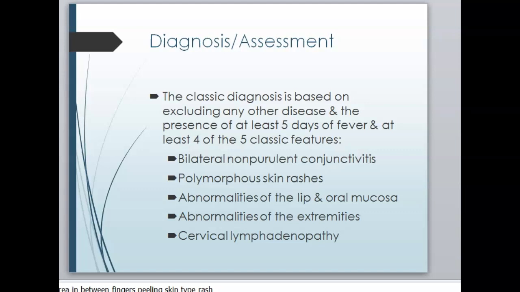Diagnosis and assessment. The classic diagnosis is based on excluding any other diseases, the presence of at least 5 days of fever, and at least 4 of the 5 classic features. So they will see bilateral non-purulent conjunctivitis, polymorphous skin rashes, abnormalities of lip and oral mucosa, abnormalities of the extremities, and cervical lymphadenopathy. So the rash, the elephant rash in the trunk and groin area in between, and the fingers peeling, and it's a peeling type of skin rash.